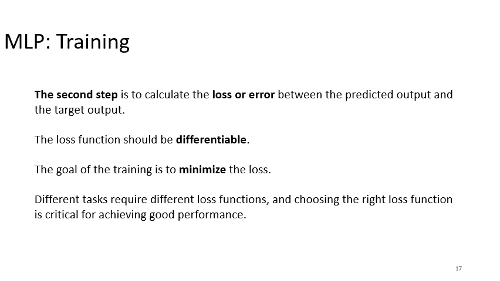In the second step, we calculate the loss or error by comparing the predicted output with the target output. A crucial aspect here is the choice of a differentiable loss function. The objective during training is to minimize this loss. The choice of the right loss function is important, as different tasks demand different measures of error, and selecting the appropriate one is essential for achieving optimal performance.